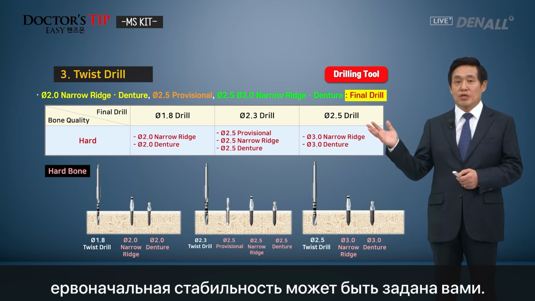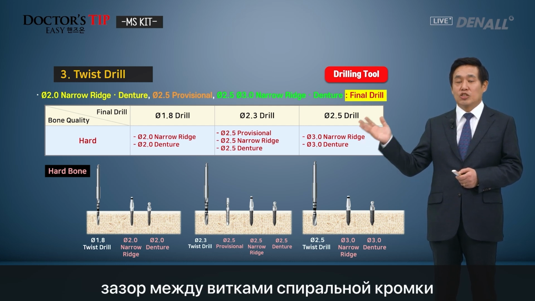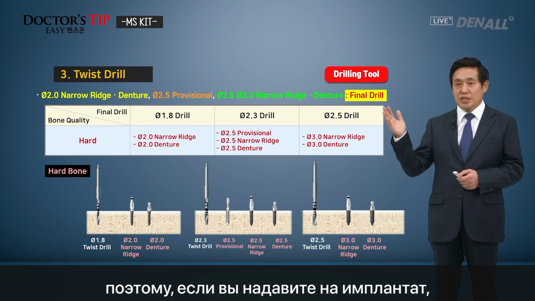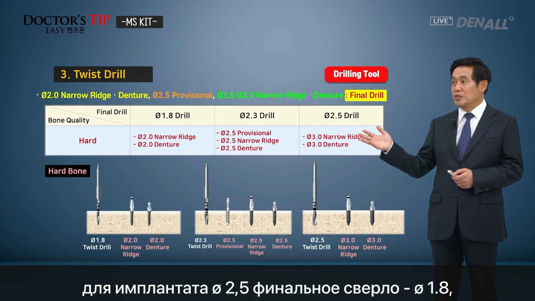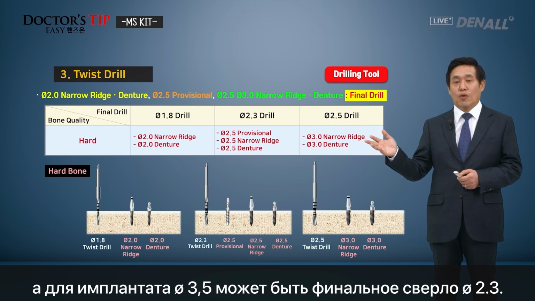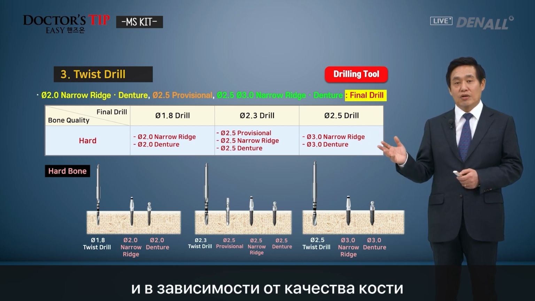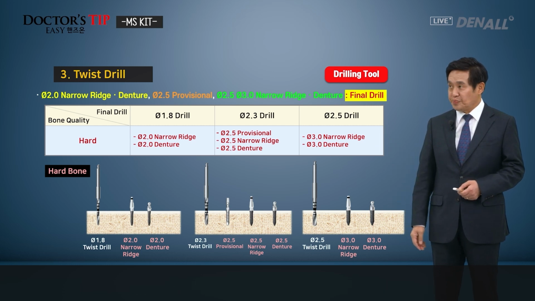So basically, in the case of the MS fixture, the gap is less than 0.7, so a bit narrow. So if you push a 2.5 implant, 1.8, and for a 3.5 implant, the final drill could be 2.3. That will be the basic approach. And depending on the bone quality, you can make the necessary adjustments.